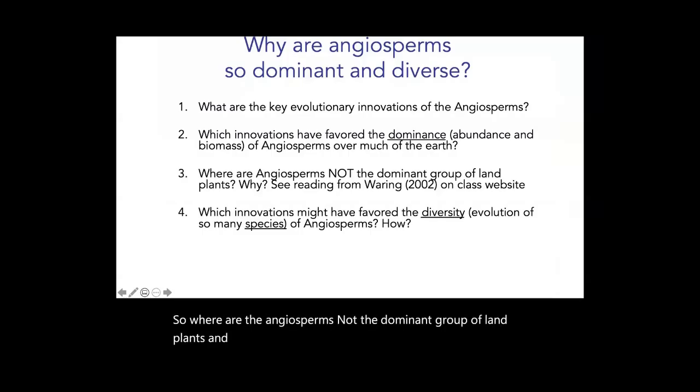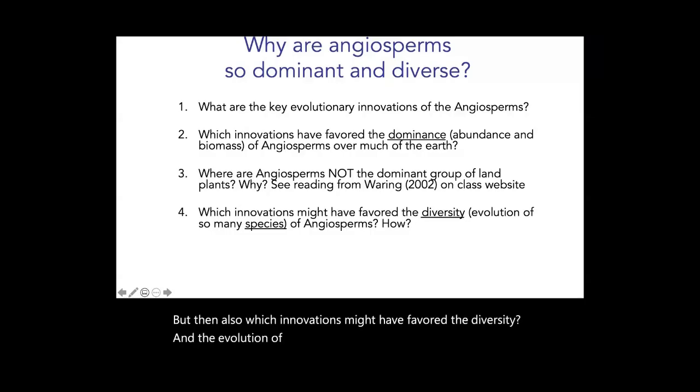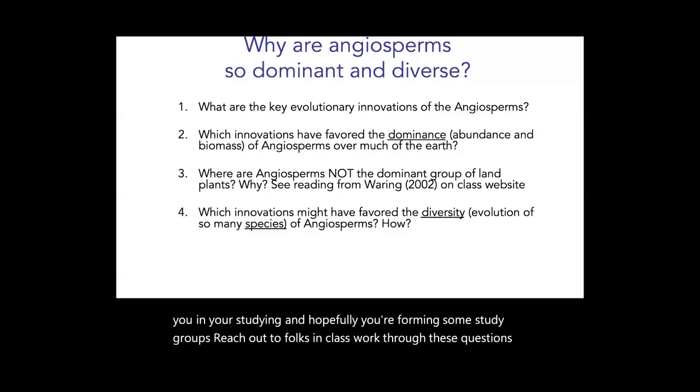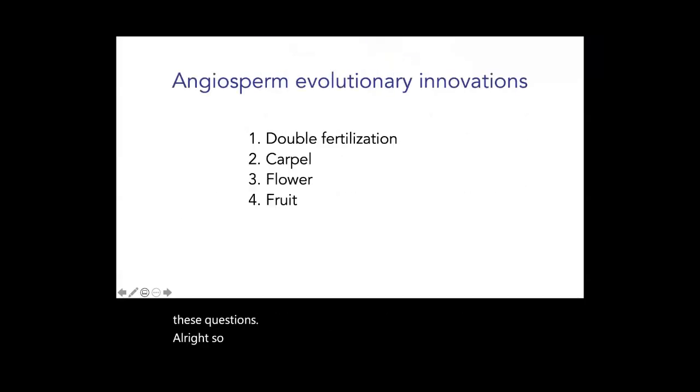Okay, so one of your readings coming up is this Waring 2002 paper. But then also, which innovations might have favored the diversity and the evolution of so many species of angiosperms, and how do you think that operated? Okay, so we're going to be exploring these questions, but I'm giving you these questions because I would like you in your studying, and hopefully you're forming some study groups, reach out to folks in class, work through these questions, okay? Because these are somewhat open questions, right? And I want you to draw on the information that you have to best answer these questions. All right, so it turns out, and I'm going to end here.